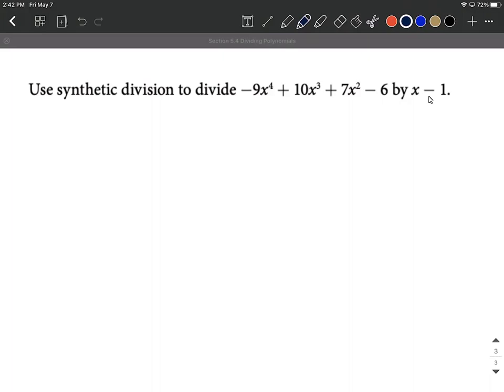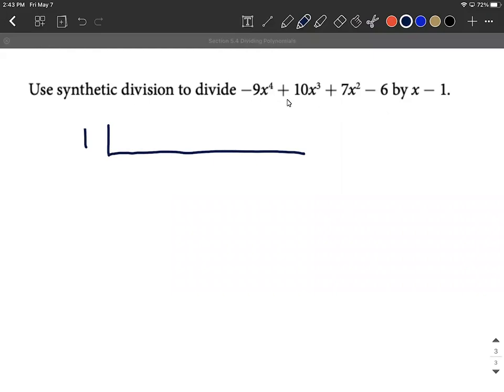All right, so as far as the setup goes, we're dividing by x minus 1. That means we want to put a positive 1 out in front. It's kind of like you switch the sign there, but just be careful. You're figuring out when this divisor is equal to 0. So you could set it equal to 0 and solve pretty easily, but it's going to be a positive 1 that needs to go out in front.